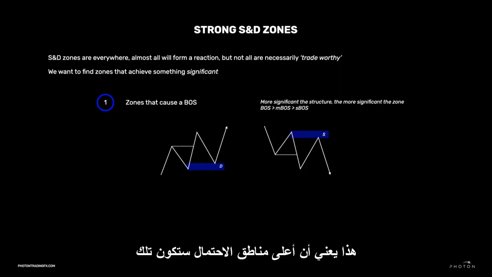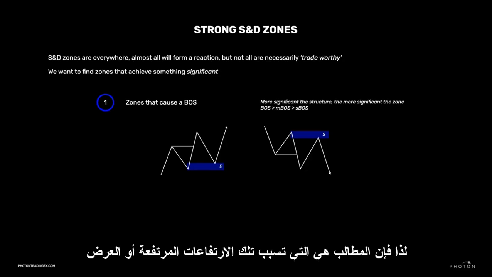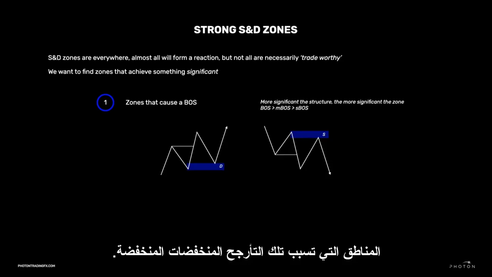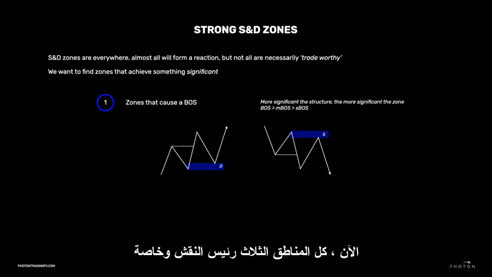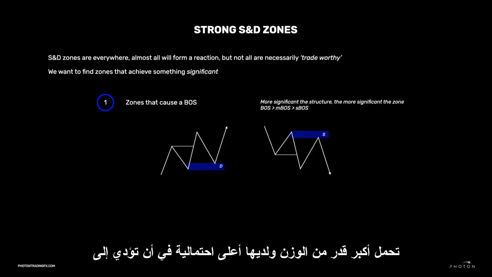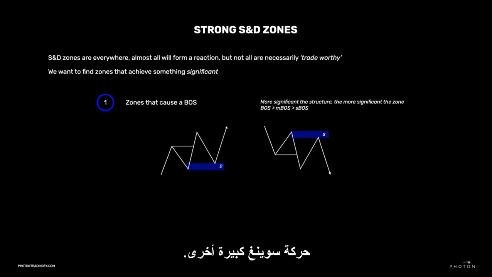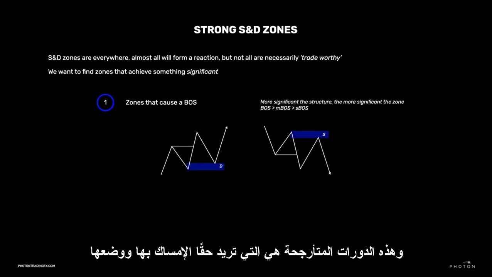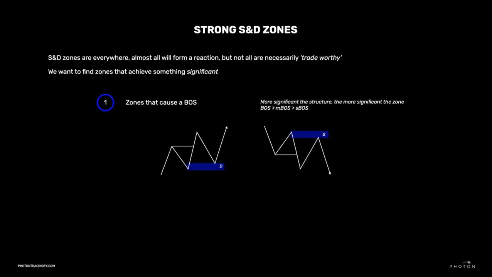So this means that the highest probability zones will be the ones that lead to the break of swing structure. So the demand zones that cause those swing higher highs, or supply zones that cause those swing lower lows. Now all three zones, BOS, M-BOS, and S-BOS, can of course be tradable, but it's the swing zones that are going to hold the most weight and have the highest probability of leading to another large swing move. And it's those swing runs that really we want to catch and position ourselves in.